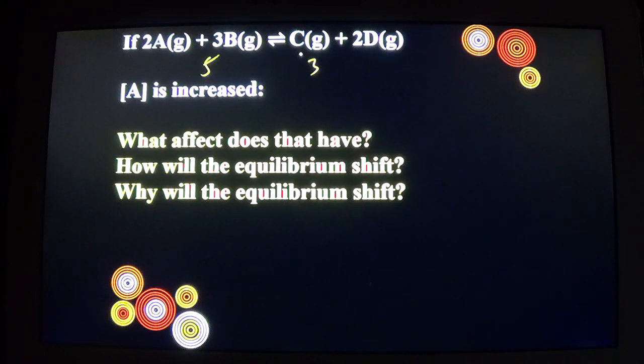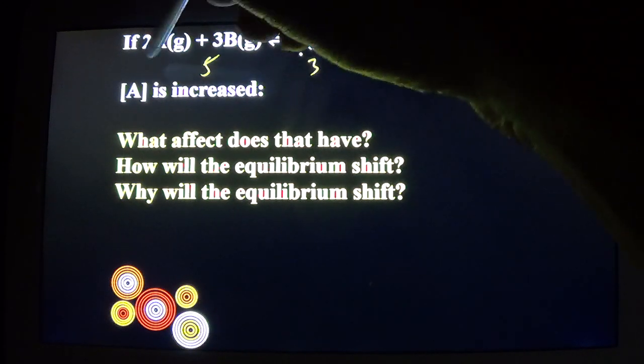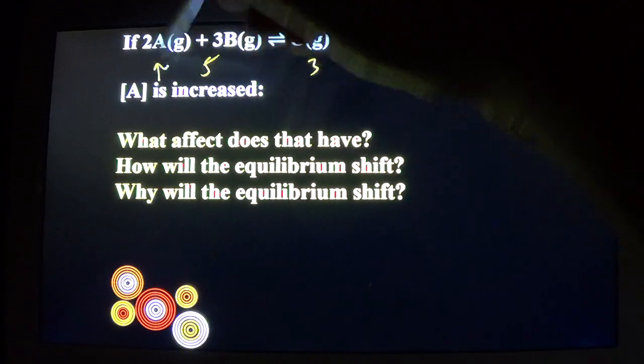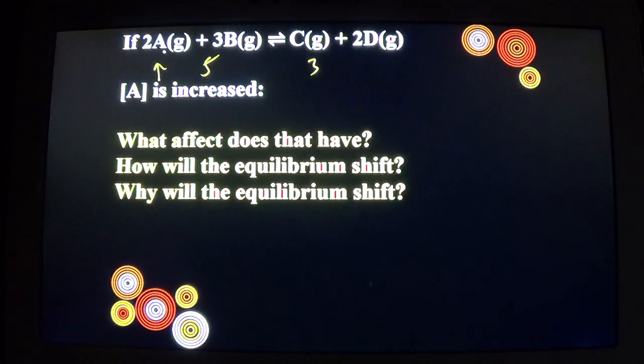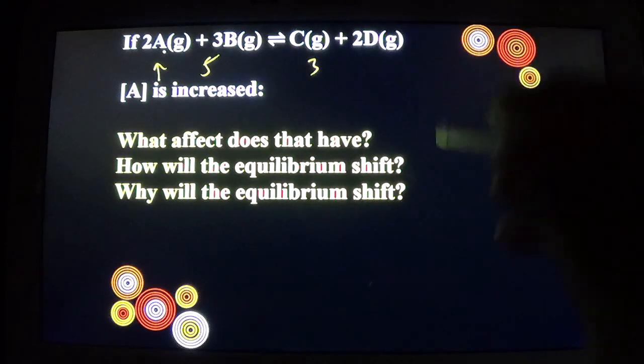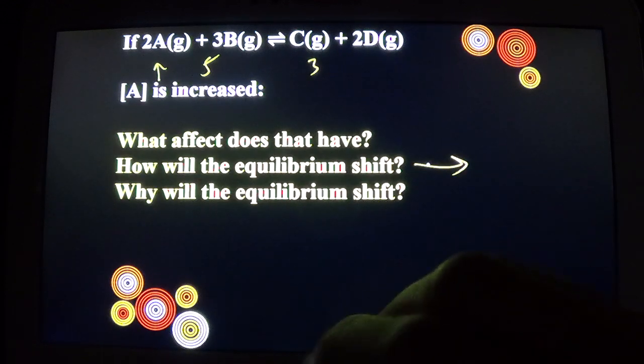Here's where that going-in-the-opposite-direction thing fits in. I'm adding more reactants. If I add more reactants, the equilibrium wants to get rid of the extra. How do you use up reactant? By making products. Which way will the arrow point to go from reactants to products? To use up reactant A, it's going to make more products. It's going to shift in that direction.